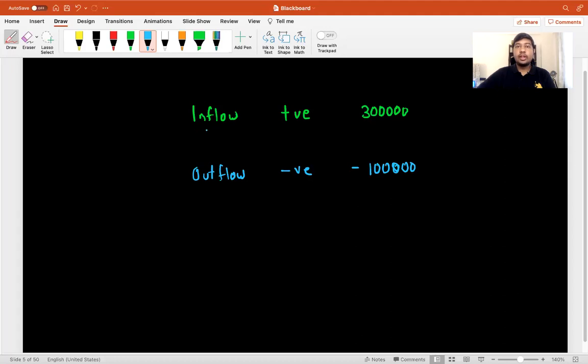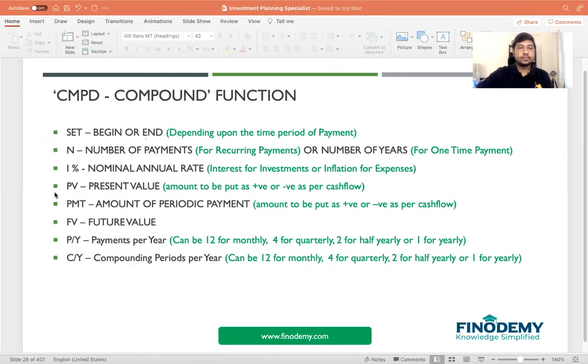So remember, if it is an inflow, the number has to be positive. If it is an outflow, the number has to be a negative number. This is typically for investments. Any kind of investment will take money out of your pocket at that moment. Any kind of maturity of investments, or any kind of loan, is an example wherein the cash is coming into your pocket. So that will be positive. Okay, so present value is very, very simple.